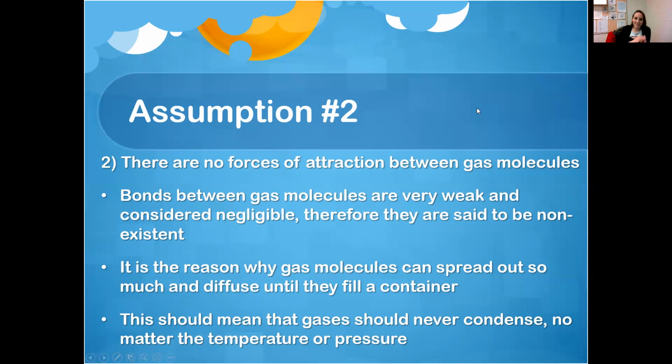If this assumption was 100% true, it would mean that gases could never condense into a liquid, no matter how cold it got or how much pressure you put them under. And that's why we know that this assumption isn't actually true for real gases out in the world, because if you cool down a gas enough or you put it under enough pressure, it will eventually condense into a liquid, and it shouldn't according to this assumption. But under normal circumstances, room temperature, normal atmospheric pressure, those forces of attraction are so weak that we can assume they don't exist.